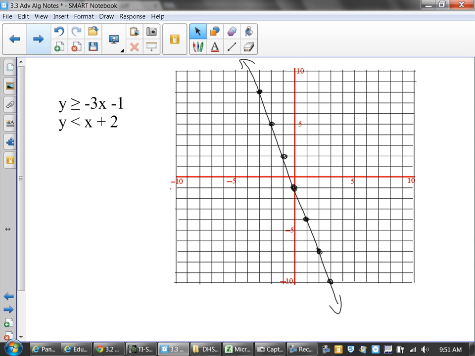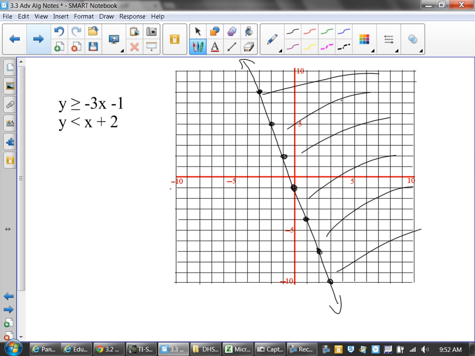And then use your test point. Is 0 larger than -1? Everybody okay with me saying that? 0 is larger than -1? So that means I'm true going this way. Then I do the other graph. X plus 2. Start at +2. And +1 slope.